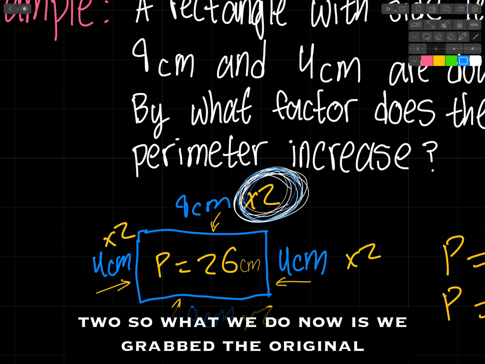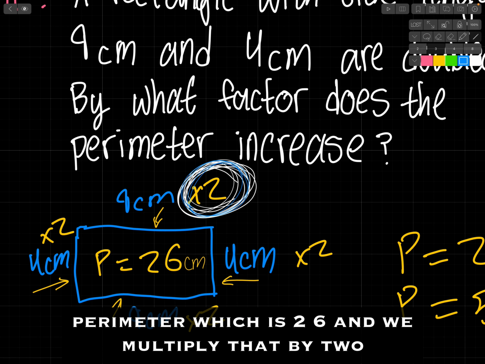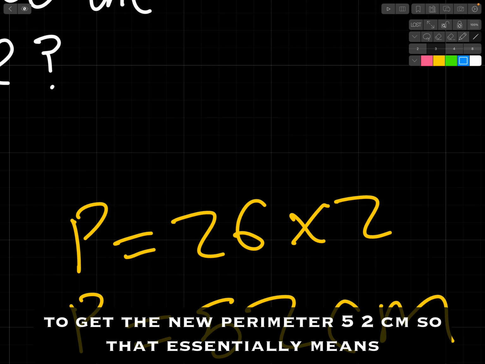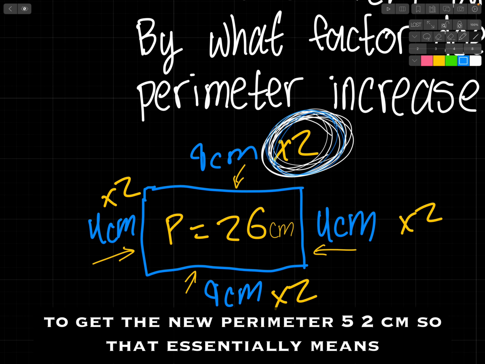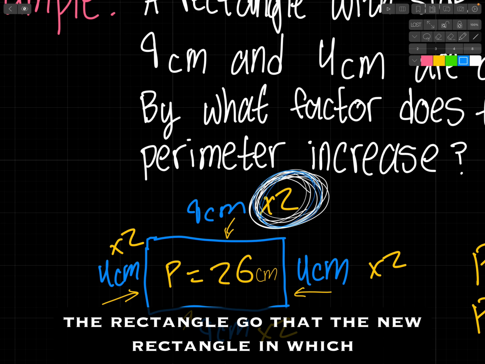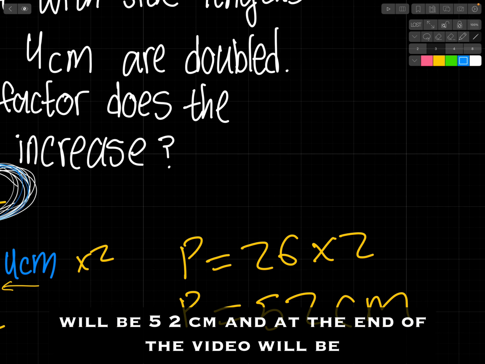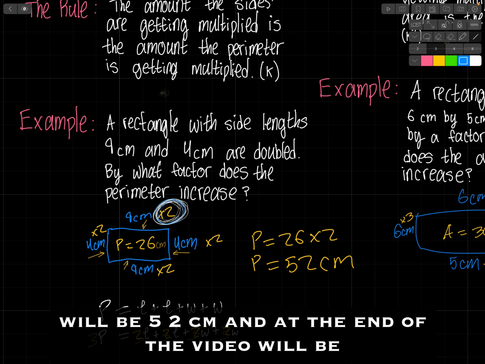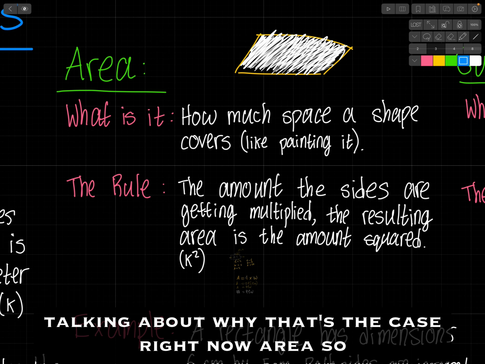So what we do now is we grab the original perimeter, which is 26, and we multiply that by 2 to get the new perimeter, 52 centimeters. So that essentially means the new rectangle in which all these sides are being doubled, the new perimeter will be 52 centimeters. And at the end of the video, we'll be talking about why that's the case.